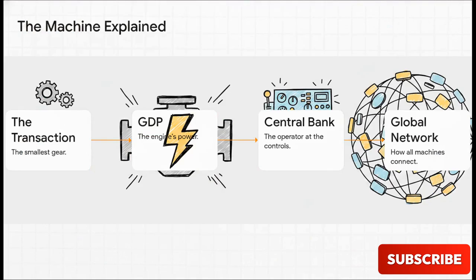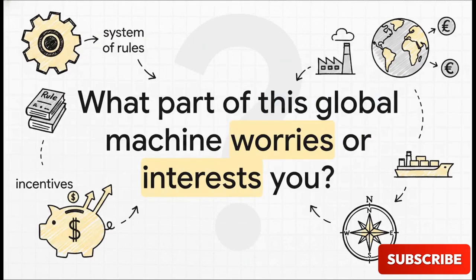And there you have it, a quick tour of the whole system. We started with the smallest gear, just a single transaction. We measured the engine's power with GDP, we met the central bank at the controls, and we saw how it all plugs into a massive global network. You know, this machine isn't some conspiracy. It's a system of rules and incentives. And by understanding the basics, you pretty much have the map.